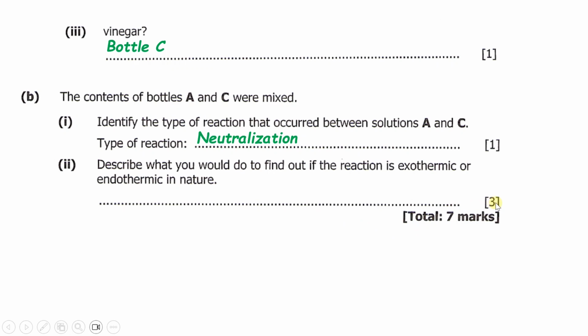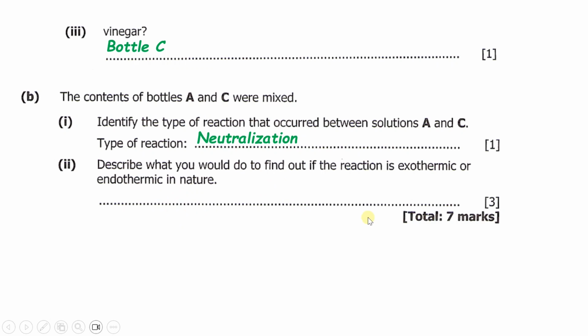Look, they gave 3 marks. Look at the answer space they provided. This is why I'm saying I don't know what is happening in science. These examiners, I don't know what they're thinking. For someone who should describe what you would do to find out if the reaction is exothermic or endothermic in nature, you just put a small line and 3 marks. You expect someone to describe on this line? Come on guys, let us be serious in science.